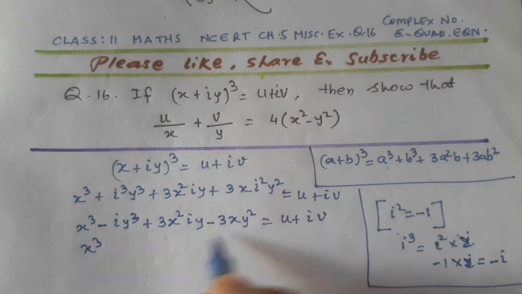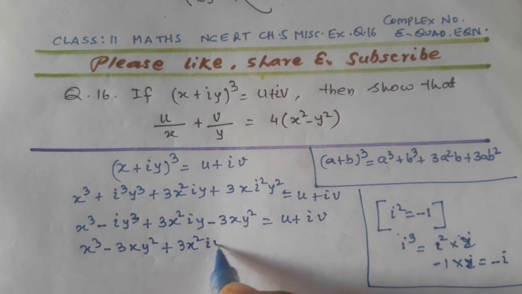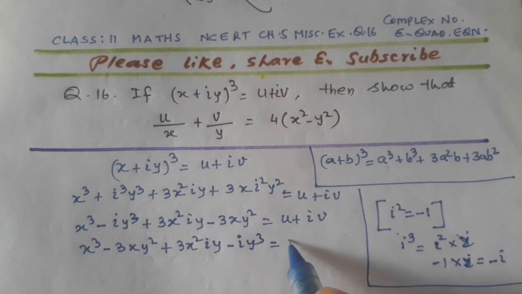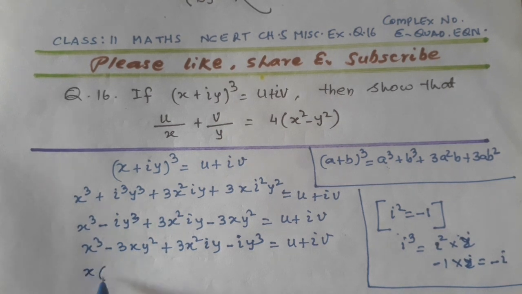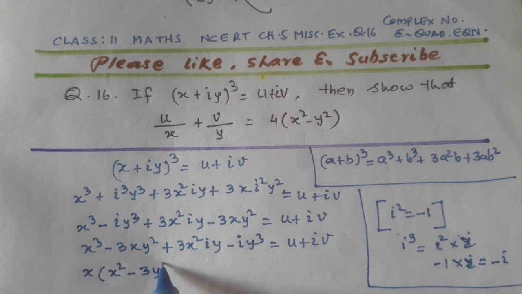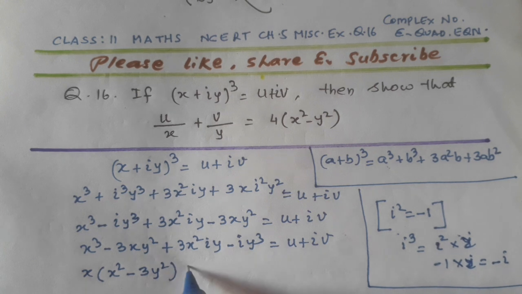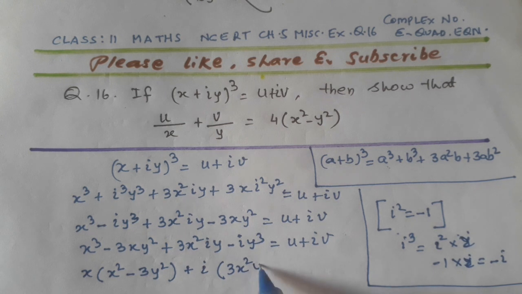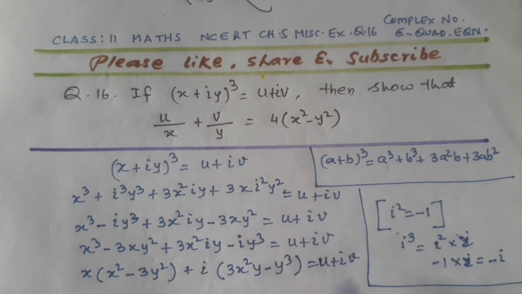Now x^3 - 3xy^2 + 3x^2 iy - i y^3. This we have arranged here equal to u + iv. If we take common x here, it will be x^2 - 3y^2. If I take common i here, it will be 3x^2 y - y^3, equal to u + iv.